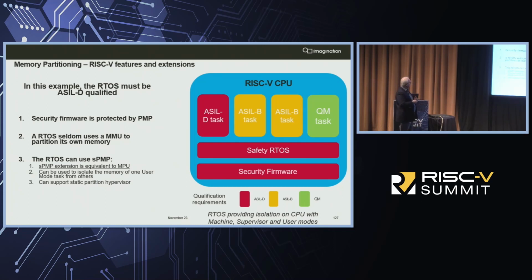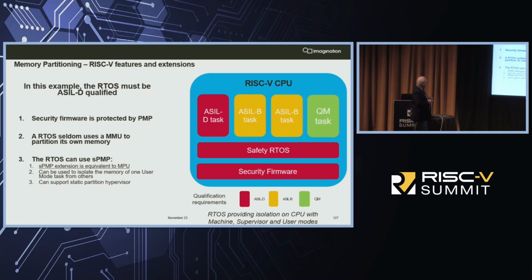Let's assume that we have an RTOS, a CPU, which is a real-time CPU. It has some security firmware. It has a safety RTOS. And on top of this RTOS, we have some tasks, which are either ASIL-D or B, or just regular, no specific requirements. So in this example here, the RTOS would have to actually be ASIL-D certified, because you have here an ASIL-D task running on top of this RTOS. So that part here needs to actually be ASIL-D certified.